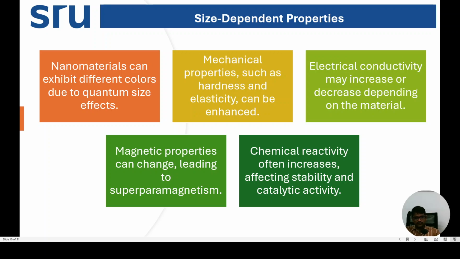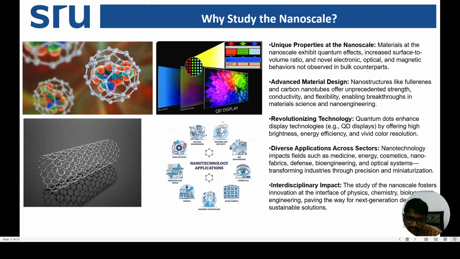So at nano level, we can achieve these properties for better applications. We can find these nanomaterials with these properties and utilize them for different applications of today's world. In coming slides, we will see how these properties will change in our daily life.